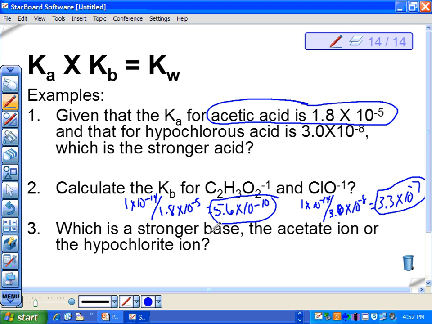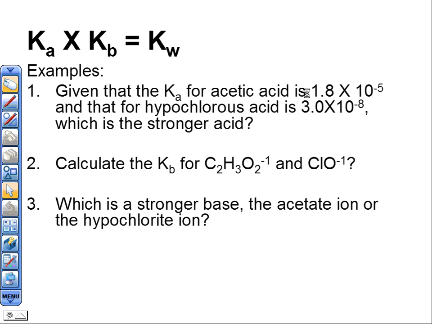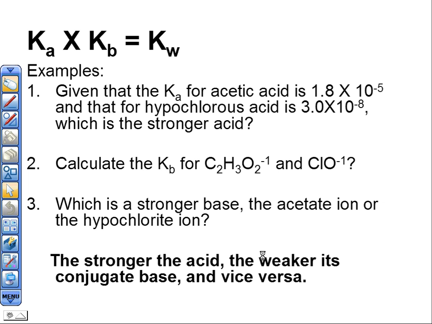It says, which is a stronger base, the acetate ion or the hypochlorite ion? And it's not going to be a strong base, but it's a stronger, more basic counterpart here. And again, it's going to be the one with the larger number, so that is going to be the hypochlorite ion. So if you'll notice, the stronger the acid, the weaker its base. And the weaker the acid, the stronger its base. So that's how you can tell. So you could have actually been able to answer question 3 without having to do part B. I just wanted to show you mathematically. So the next part of this PowerPoint says the stronger the acid, the weaker its conjugate base, and vice versa.